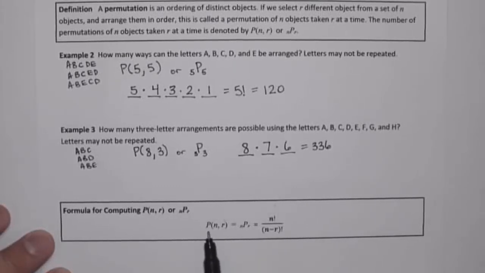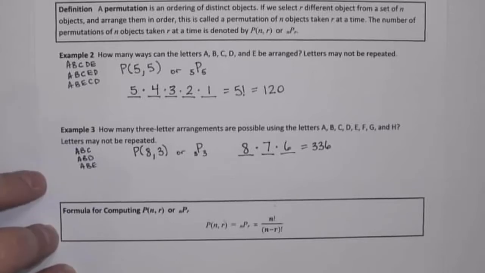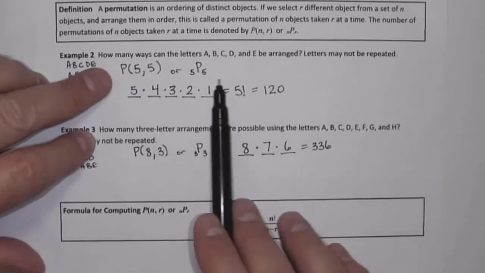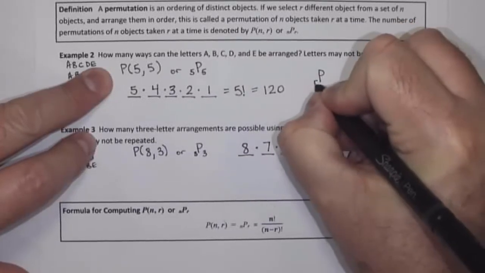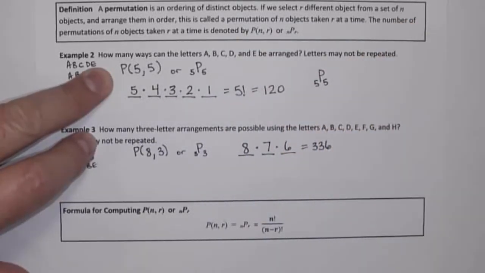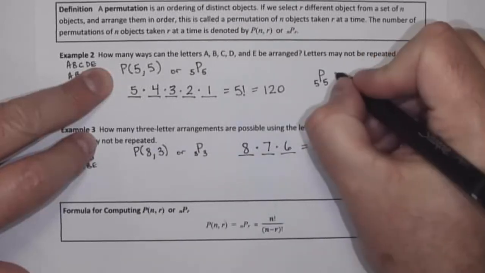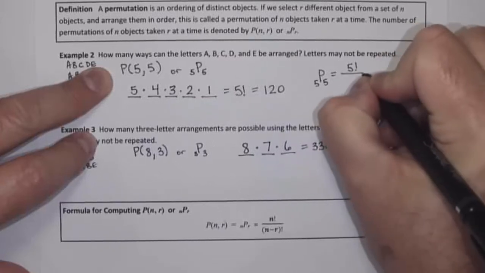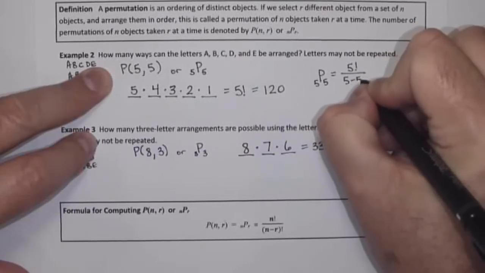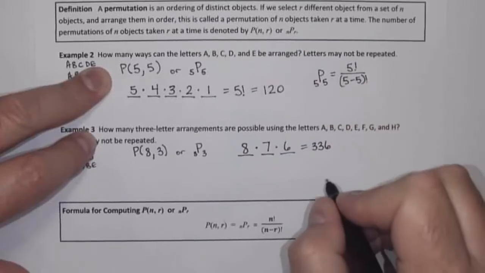Anyway, the number of permutations of n objects taken r at a time is equal to n factorial divided by (n minus r) factorial. So for example, if we look back up here at example 2, then the number of permutations of 5 objects choosing 5 at a time would, by this definition, be 5 factorial over (5 minus 5) factorial.